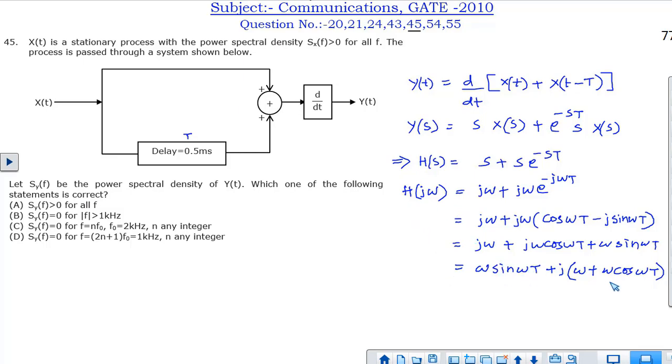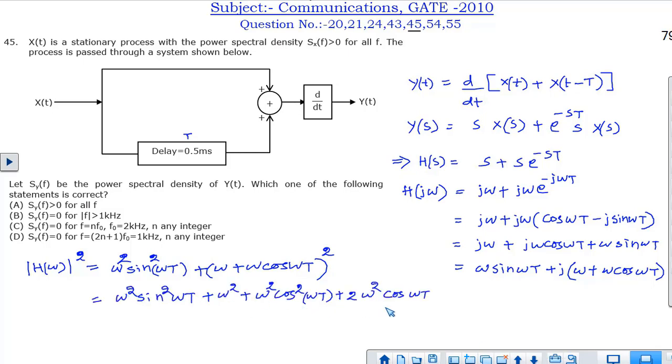Simply this square plus this square, the whole root over, or we can say |H(omega)| whole square equal to omega square sine square omega t plus this imaginary part, that is (omega plus omega cos omega t) whole square. Let us expand this one, then we can write like this.